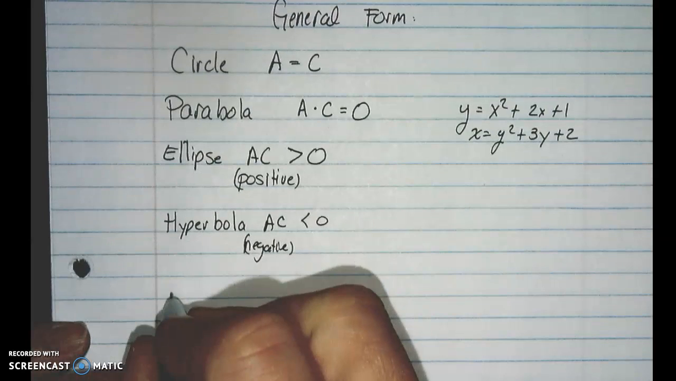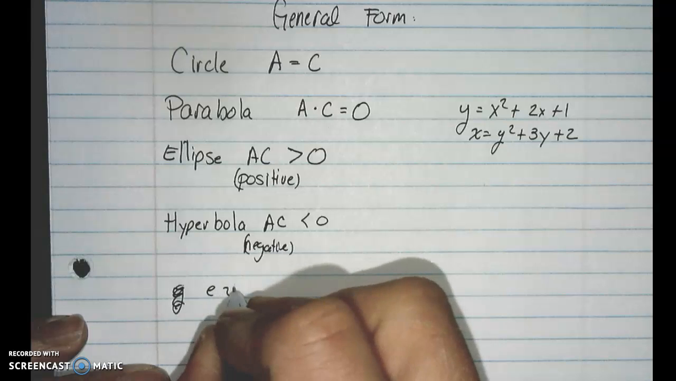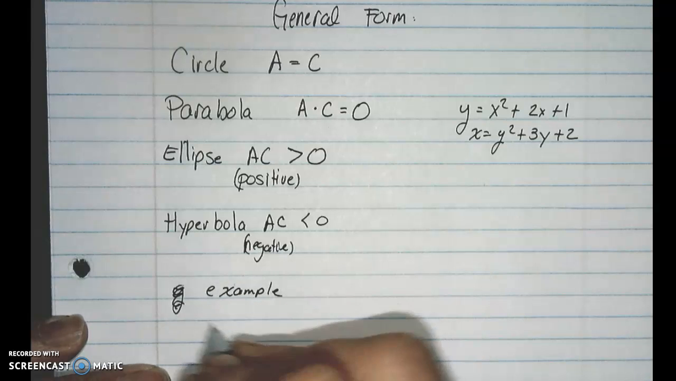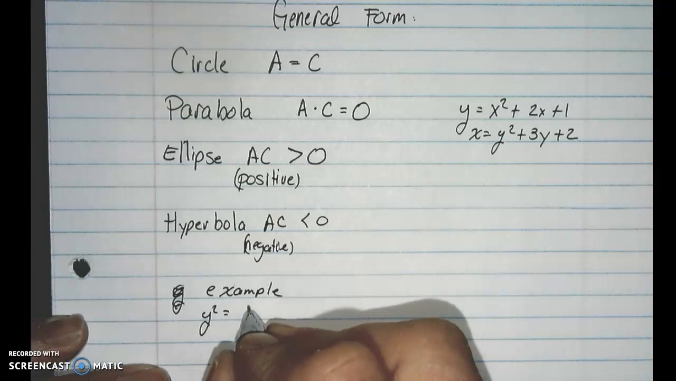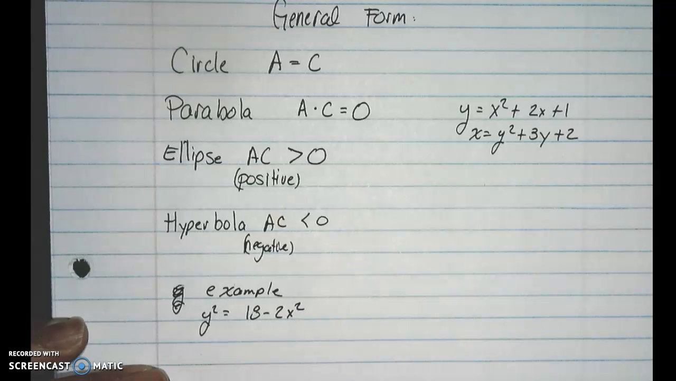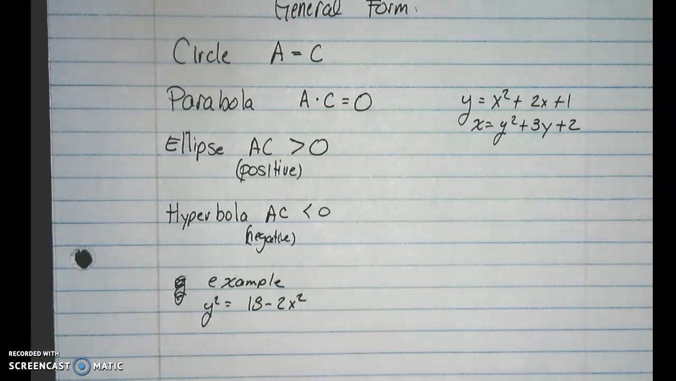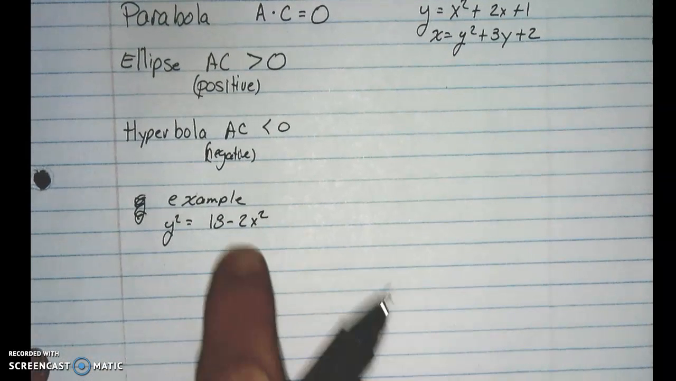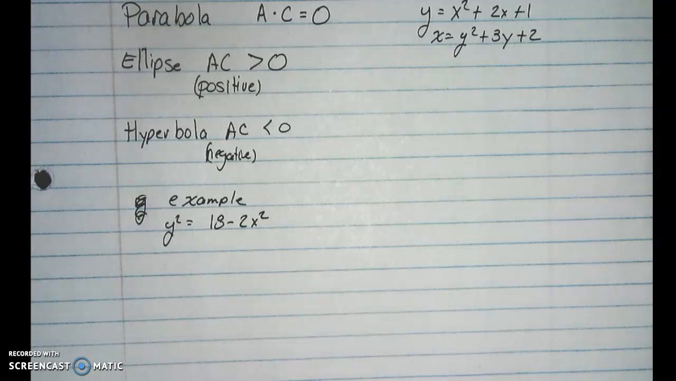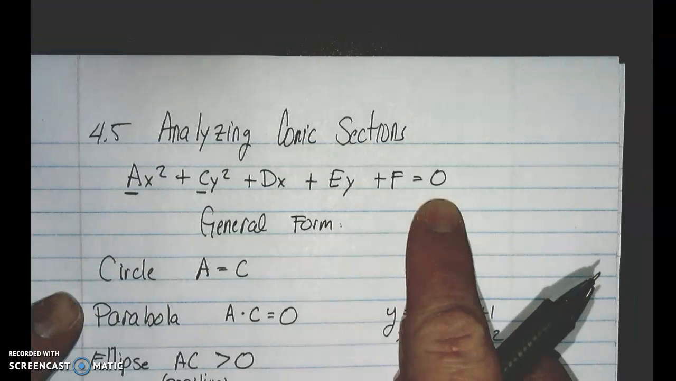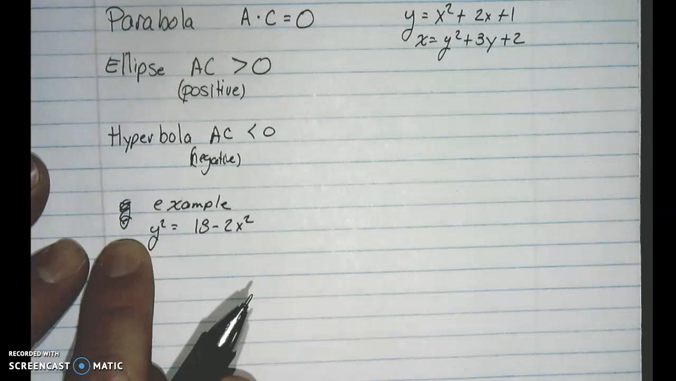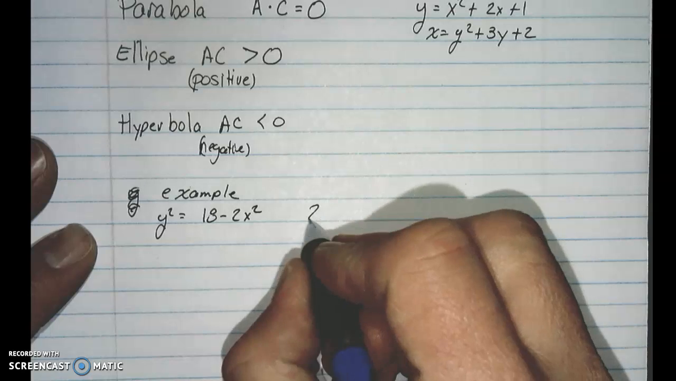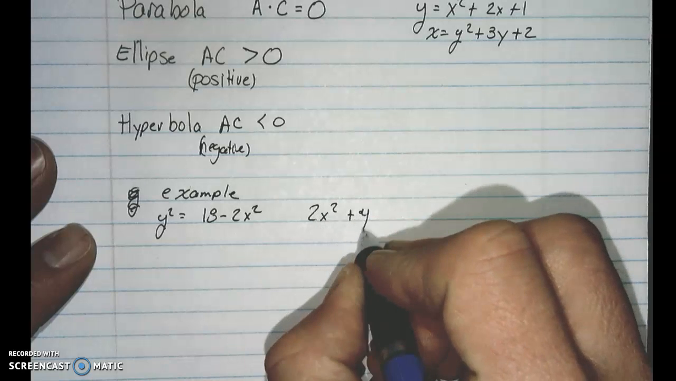All right. So let's do an example here. We're going to go with y squared is equal to 18 minus 2x squared. Now, is it set up in a general format? Remember, the format has to equal what? 0. So I need to put everything over on one side. So that means I'm going to have 2x squared plus y squared.